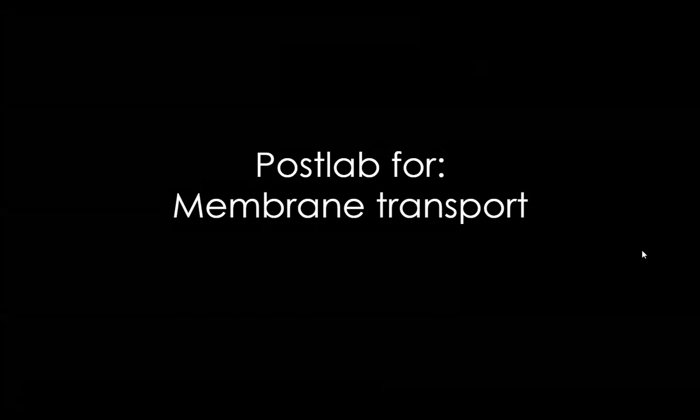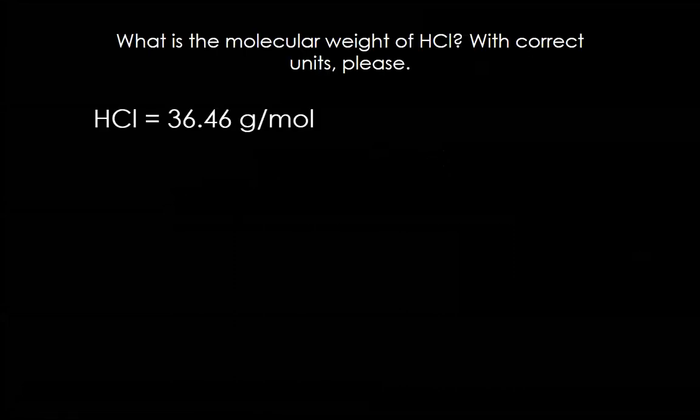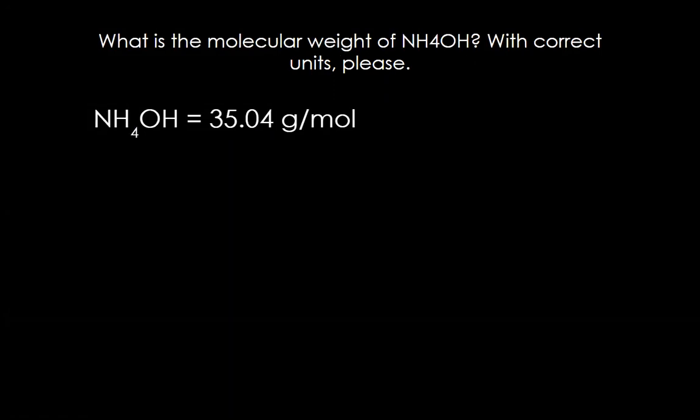So let's begin. For the first question, it was asking what is the molecular weight of hydrochloric acid with the correct units? And the correct answer is 36.46 grams per mole. You can also decide to answer it in kilograms per mole, and I would accept this as long as it is the right value, of course. Next, what is the molecular weight of NH4OH, basically ammonium hydroxide? The correct answer is 35.04 grams per mole.